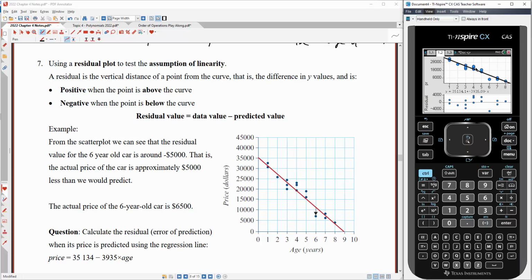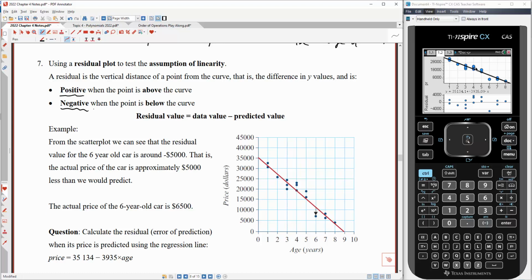Just a quick review. A residual is the vertical distance of a point from the curve. That is the difference in the y values. So we can see here that we've got the straight line, that's the regression line, and we've got the points here. And the residual is how far away a point is from the line. Now remember, the line is the predicted value, the point is the actual value. When a point is above the line, that's going to have what we call a positive residual. When a point is below the line, it's going to be negative, so it's got a negative residual.